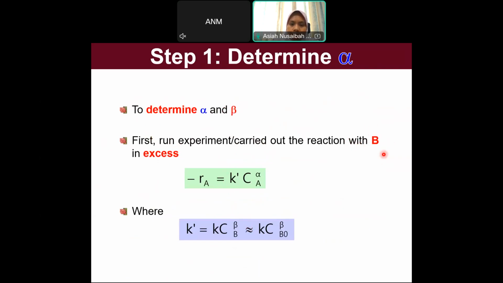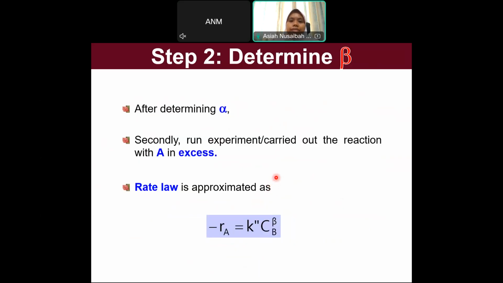So when reactant B is in excess, CB is equal to CB naught. Over time, the concentration of B doesn't change. So CB is equal to CB naught, and k is also a constant. Since kCB is equal to kCB naught, they are constant, so we can represent them by k prime. We replace it in the equation. Now the rate law is simplified into minus rA equals k prime CA alpha. So in this case we can do the differential method, because we only have one concentration.